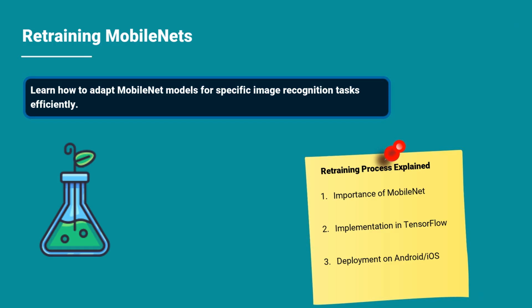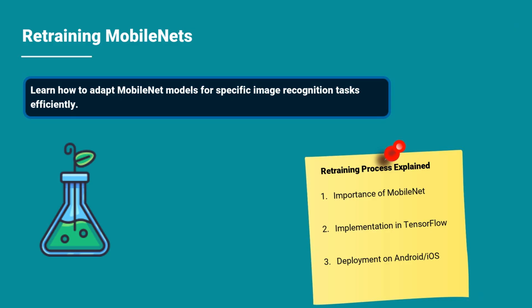Mobilenets have become a significant player in the field of mobile-centric deep learning. Today, we're going to dive into retraining Mobilenet models for image recognition. This is a crucial step because it allows us to adapt pre-trained models to our specific tasks, all while enjoying the benefits of Mobilenet's efficiency.